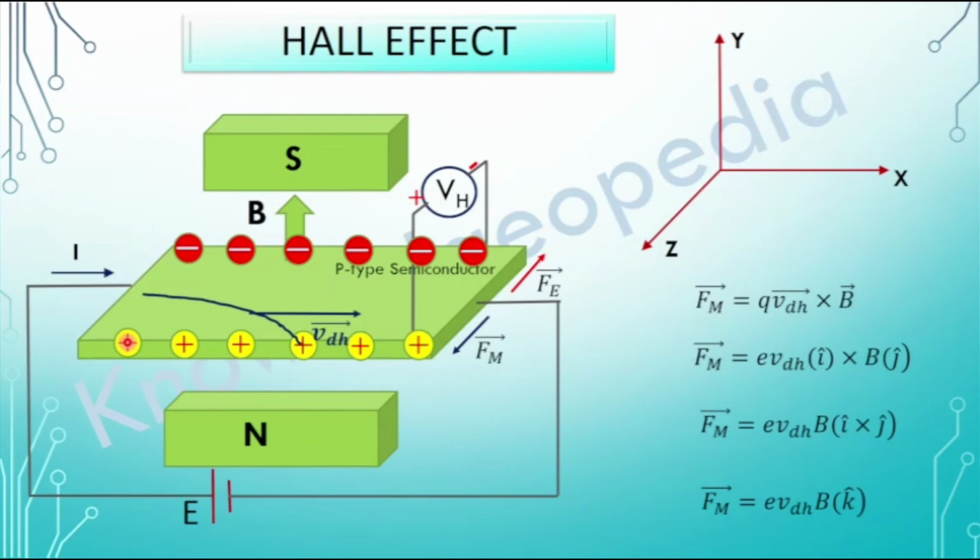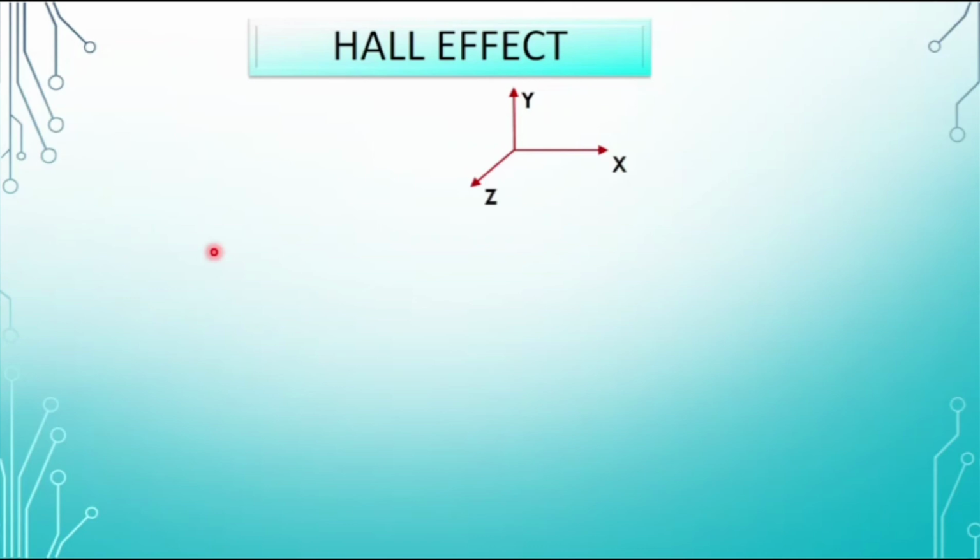Further, we will have a field between this front face and back face because of these positive holes at the front face and negative ions at the back face, and that field is known as the Hall field, which is given as EH. The direction of this Hall field in case of a p-type semiconductor is from front face to back face. Let's compare the two types of semiconductors we have discussed.